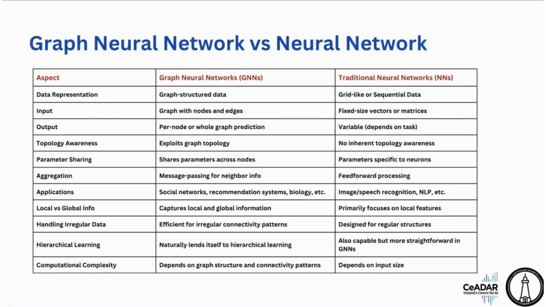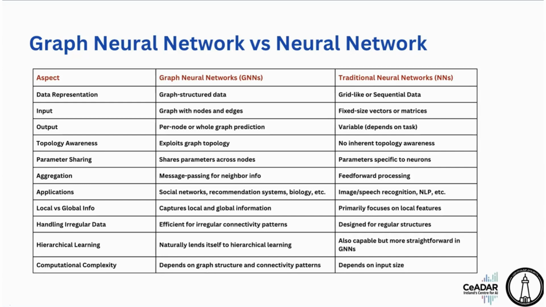So this is a basic example of a graph neural network versus a neural network. The data in a graph neural network is graph structured data, unlike in a traditional one, which is grid or sequential data. So the input contains a graph with nodes and edges, but in a traditional one it contains matrices or vectors. For output, in a graph neural network we can have a whole graph or an independent graph. But in a traditional neural network, it is completely dependent on whether it's going to be a prediction task or a classification task. And next is the aggregation function.